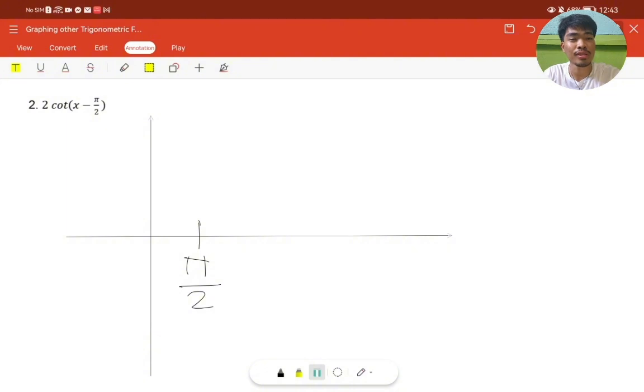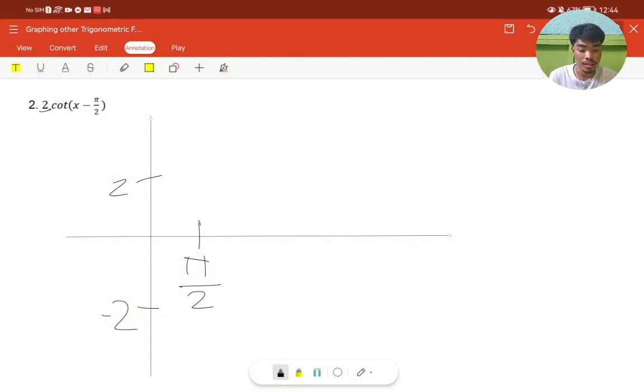By doing so, the shape is a cotangent graph, so it curves downward from left to right. The A value is 2, so we have 2 and negative 2. The value of A, the amplitude, means the curve will look taller and stiffer as it leaves the center line.